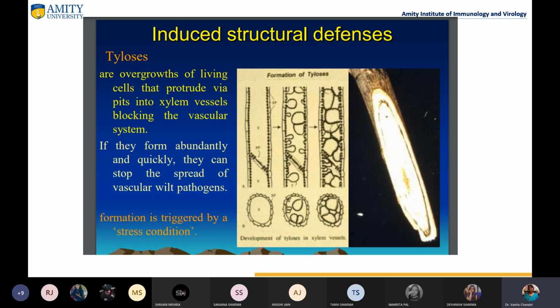Now, definitely the vascular pathogens, pathogens which spread through the vascular system, those pathogens can be stopped there, right? So if they form very quickly and abundantly, they can stop the spread of the vascular wilt pathogens, mostly wilting caused by fungal or bacterial pathogens. Those pathogens can be stopped here. Again, this formation is triggered by stress-like conditions.